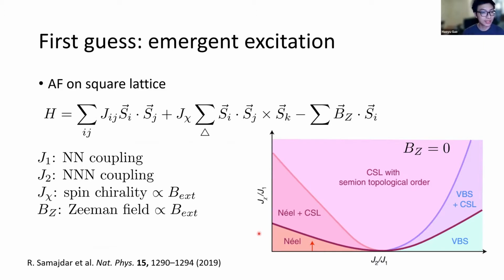So right. So basically, what we had was some kind of spin liquid theory on a square lattice. So we have the usual exchange couplings, which has a nearest neighbor and the next nearest neighbor couplings. And then to study the effect of the magnetic field, we added two terms. The first term is this S_i dot S_j cross S_k term, which is called the spin chirality term. And then the second term is just the Zeeman effect of the external magnetic field.